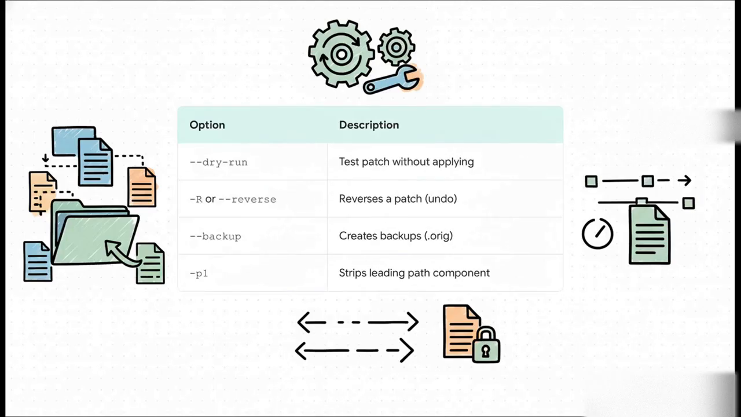The patch command has some fantastic options. --dry-run is your crystal ball. It lets you test a patch without actually changing anything. -R is your time machine. It lets you undo a patch. --backup is your safety net, saving the original file just in case. And -p1, this one's crucial. It tells patch to ignore the first part of the file paths in the patch file, which is super common.